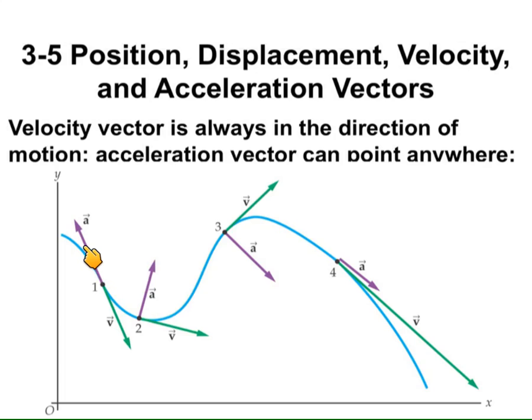However, when it comes to acceleration vectors, the acceleration vectors can be in any direction. Okay? They don't need to be parallel to the trajectory. Okay? Because it represents the change in the velocity vector. For example, at point 1, the acceleration is exactly in the opposite direction.